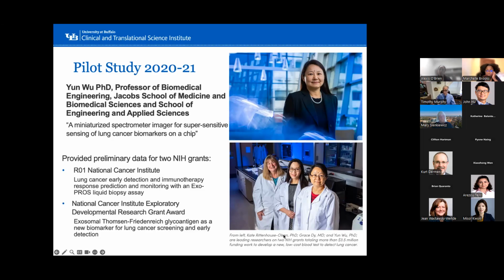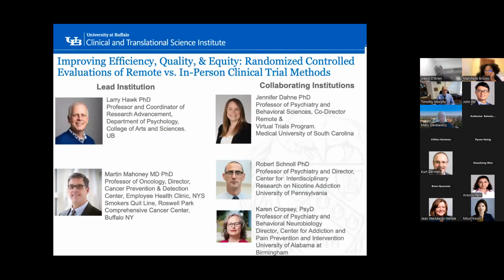Dr. Kate Rittenhouse Olson is actually a breast cancer expert, and so this is a great example. If this works for lung cancer, obviously it can work for other cancers as well. So this is a project that has terrific translational science implications. In other words, it's potentially generalizable.